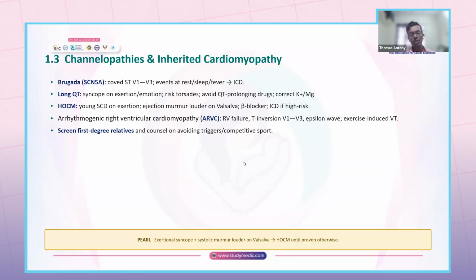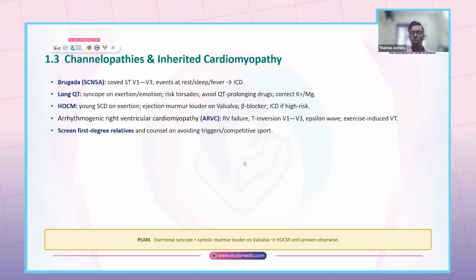Next you have long QT interval. In long QT, the patient presents with syncope on exertion or emotion. So this is a stress-related issue. What are the risk factors here? Long QT has a predisposition to progress into torsades de pointes. Hence avoid QT prolonging drugs, and look for any electrolyte abnormalities and correct sodium, potassium or magnesium.